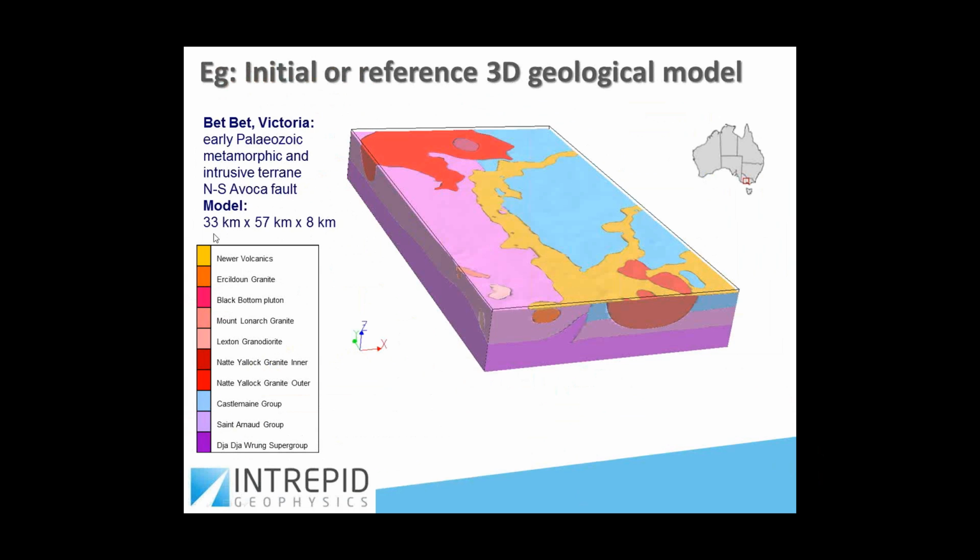So the model itself is 33 kilometres by 57 kilometres by 8 kilometres in depth, and what's perhaps something to note is that the newer volcanics in this region are obscuring the view to the granite intrusives, and also they're obscuring the trace of outcropping Avoca Fault, which lies north-south in this zone.